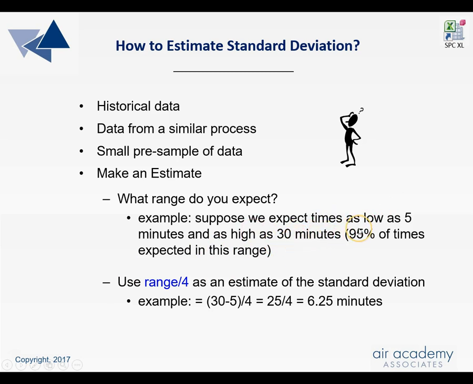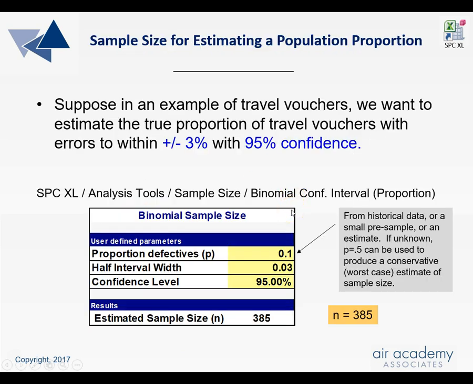And that is, what range would you expect to get in this particular process? So suppose we expect times as low as 5 minutes and as high as 30 minutes. And let's suppose 95% of the times are expected in this range. Well, a very easy calculation to estimate this is take your range, which is 30 minus 5 or 25 minutes, divide it by 4, and that is about 6.25 minutes. So one could use this. The range divided by 4 rule of thumb is a nice little rule, because estimating range is easy, and the division by 4 comes from plus or minus 2 standard deviations, accommodating 95% of your variability.